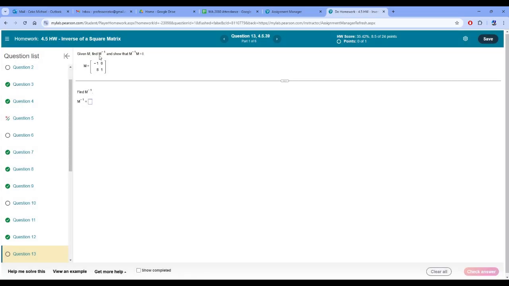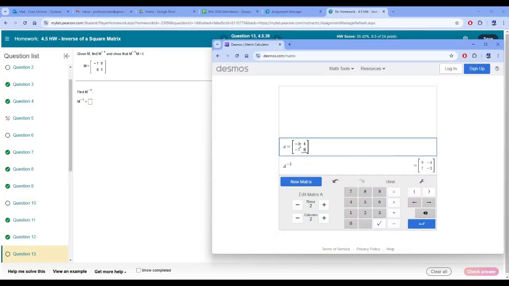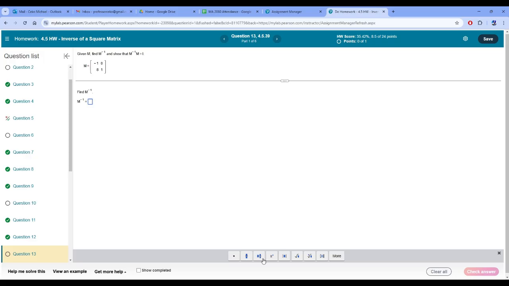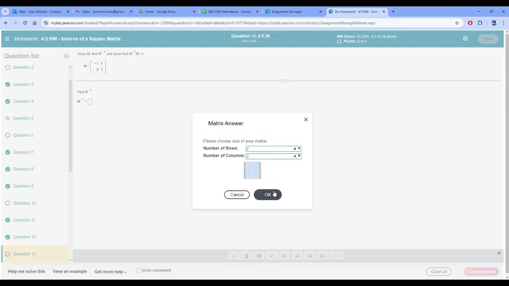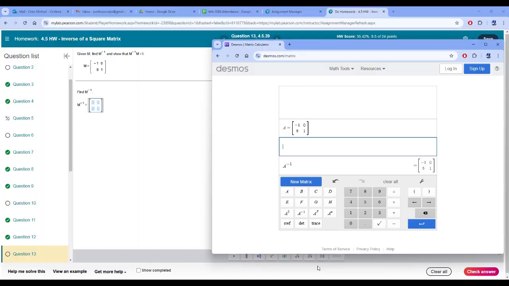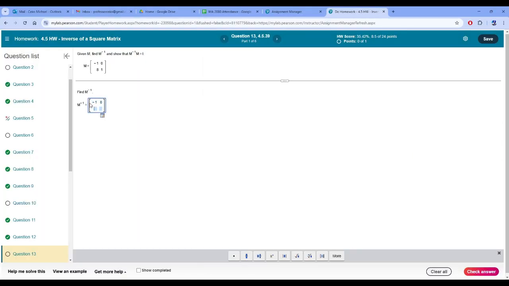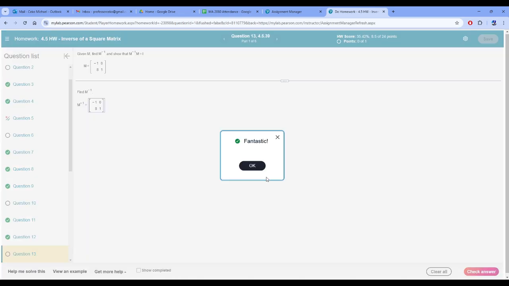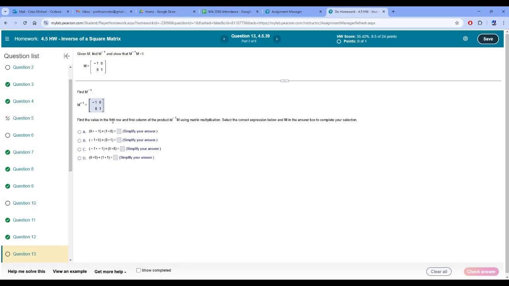Given M, find the inverse. So calculator, right? And then if I just put in -1, 0, 8, 1, that gives me a 2 by 2. I lost my answers. They are -1, 0, 8, 1. Find the value. If I cross multiply this, that's -1 minus 8 is -9.